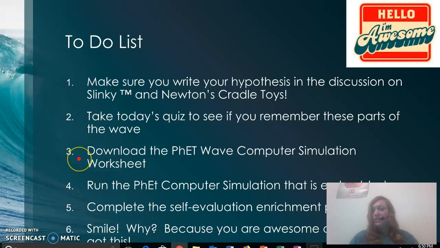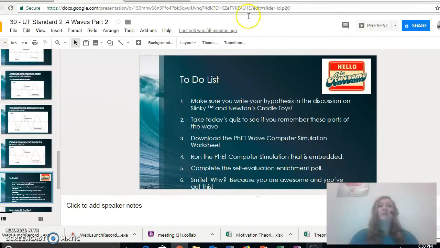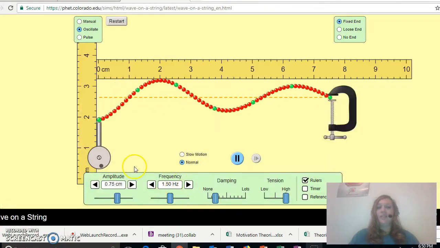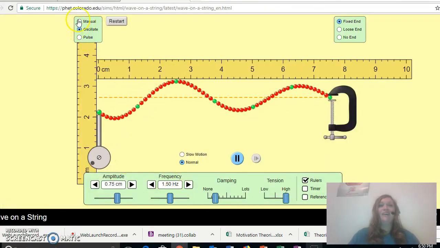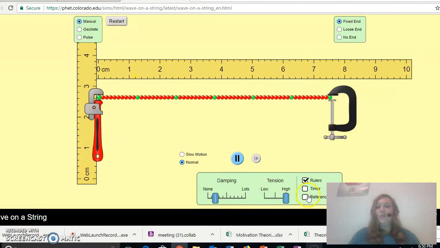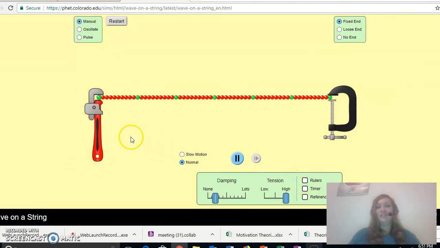Next, you're going to have a worksheet about the PhET wave computer simulation. You're going, wait a minute, what is that? I've never done a computer simulated lab before. Let me show you. This is what it looks like. We're going to run this called Waves on a String. Hang on, I've got it running. When you load it, it's going to look just like this.